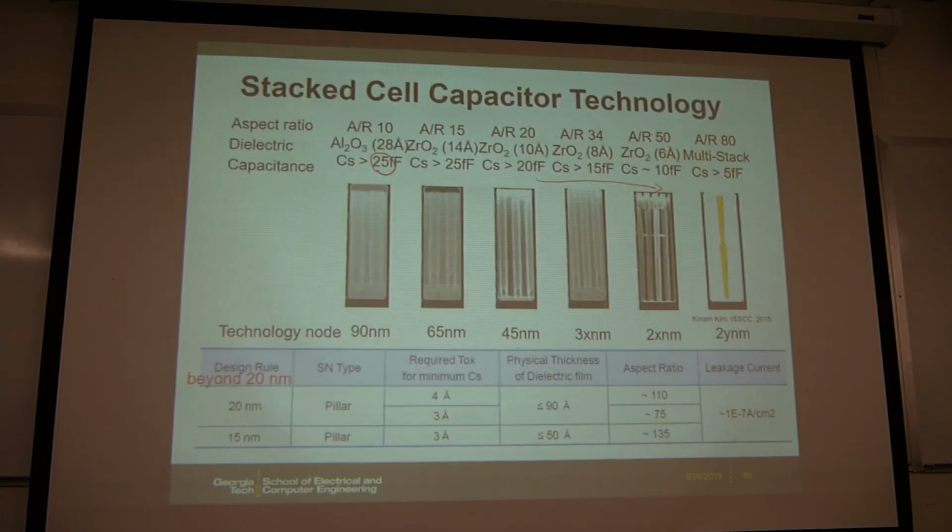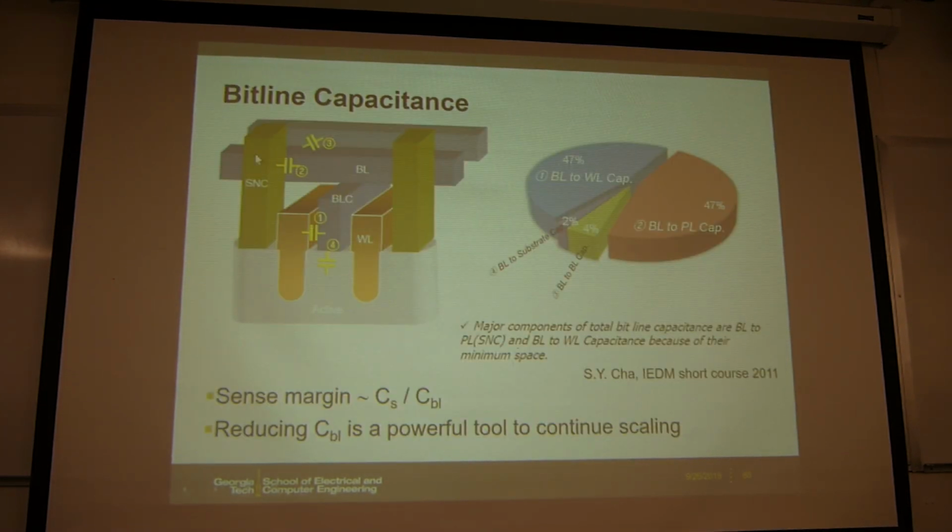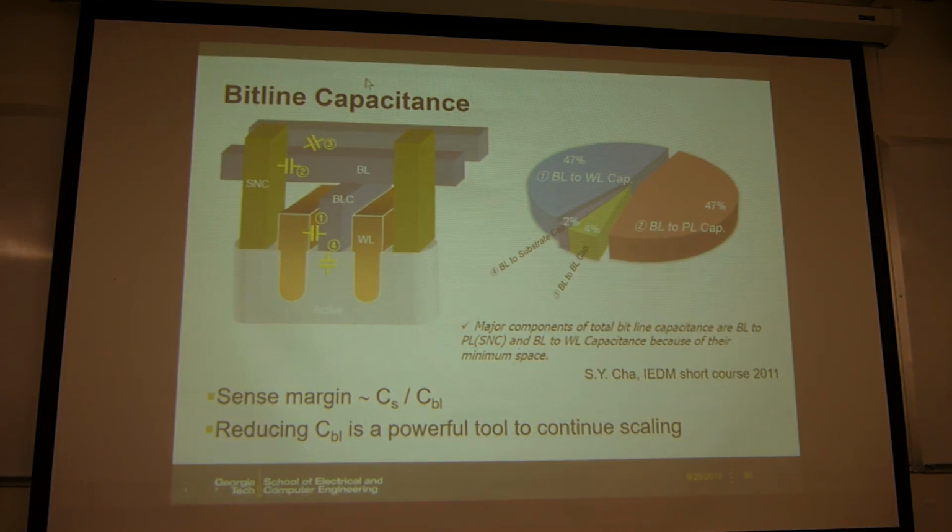So those are the fabrication challenges. And then let's look at the Bitline capacitance. We talk about the CS, but for the sense margin, Bitline capacitance is also a key factor, because we care about the ratio, right? Not only CS, but also CB.